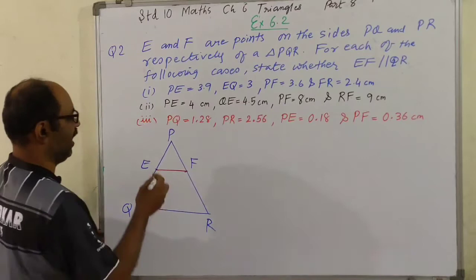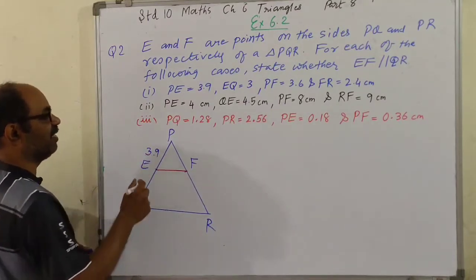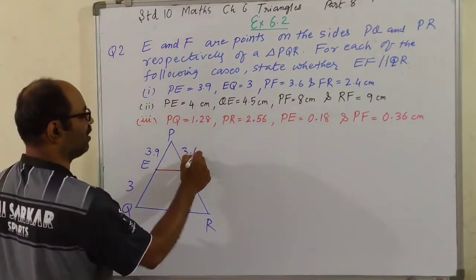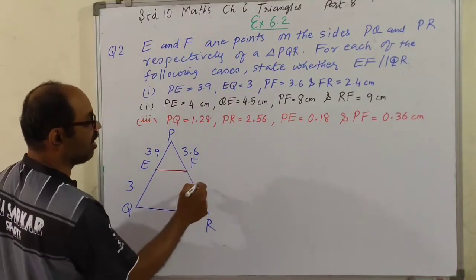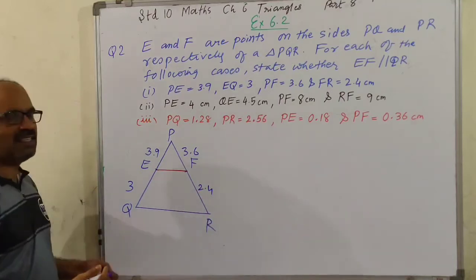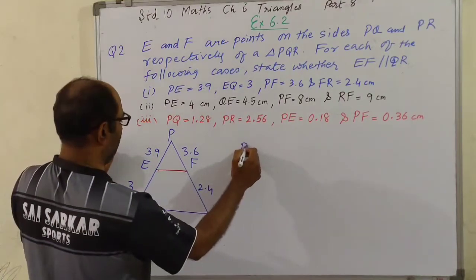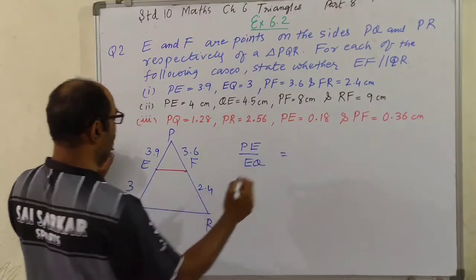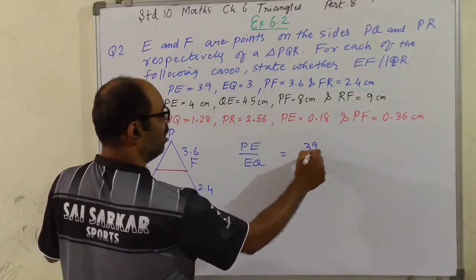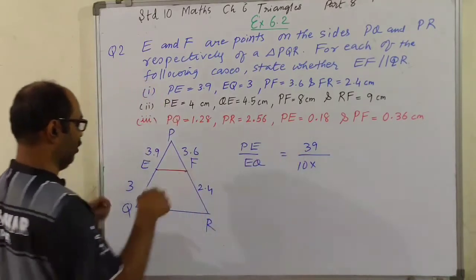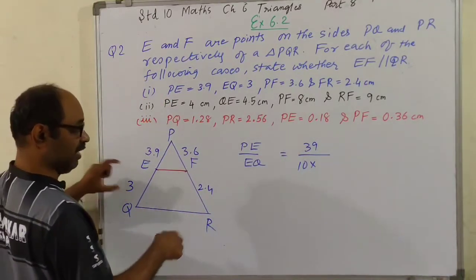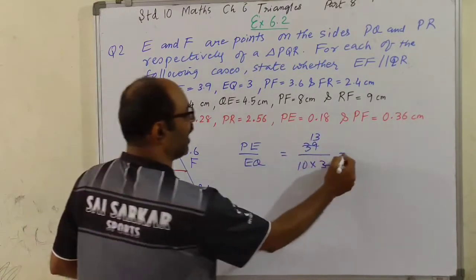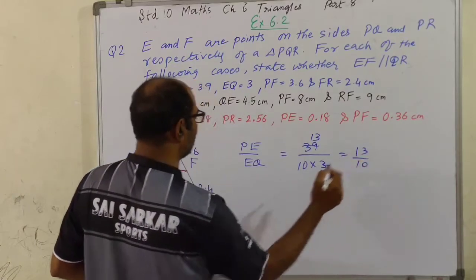PE is 3.9. I'm writing it here as it is. EQ is 3. PF is 3.6 and FR is 2.4. Just check. PE upon EQ, find out. 3.9, so remove the decimal, in the denominator you will have 10, upon EQ, which is 3. 3 ones are 3, 13 threes are 39. So it is 13 upon 10. That is the ratio.